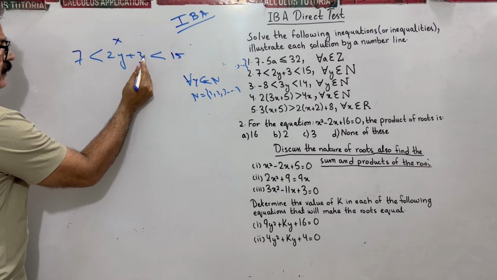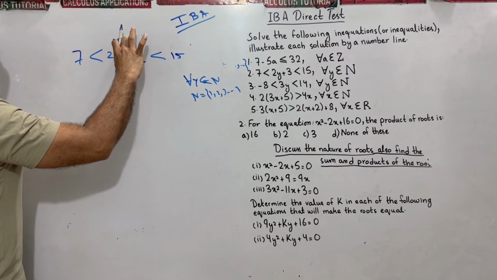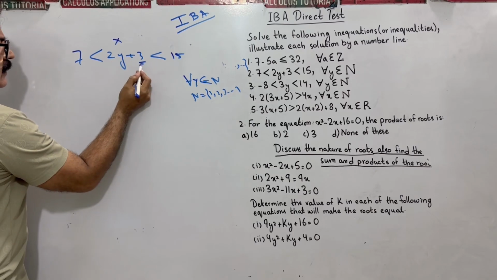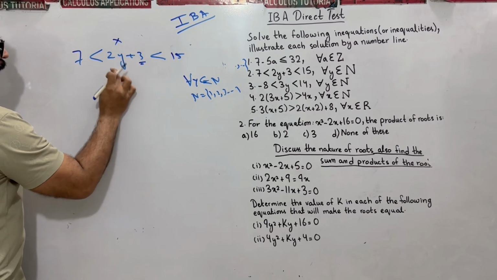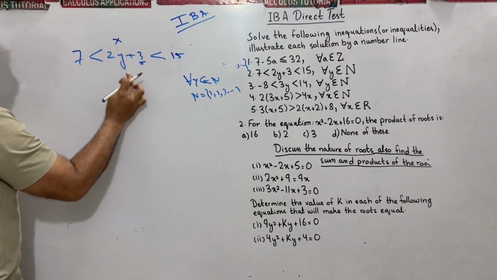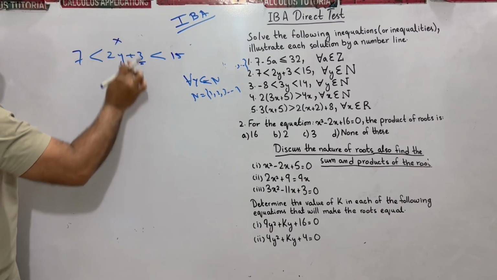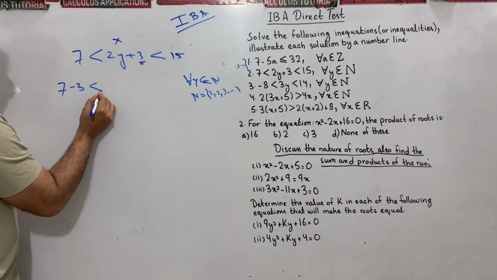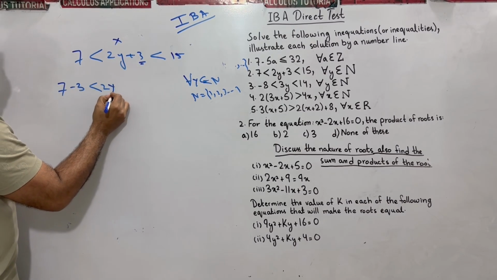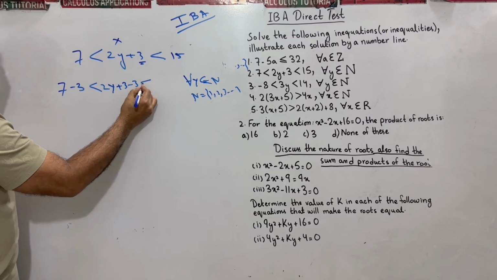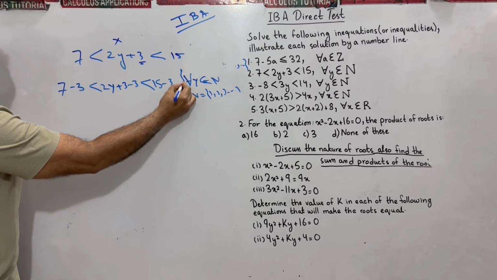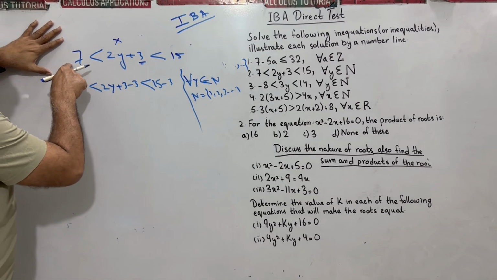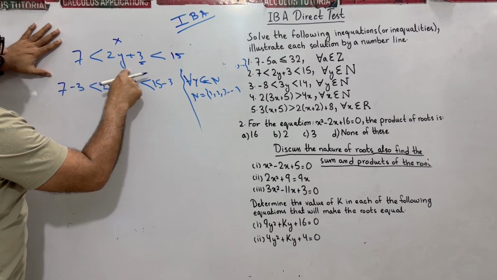What is first? Positive 3. Just add negative 3 to get rid of this positive 3. Make y the subject. Y means only y. Am I adding minus 3 everywhere? 7 minus 3 less than 2y plus 3 minus 3 less than 15 minus 3. To get rid of this positive 3, I have subtracted 3 from everywhere, from here, here and there.